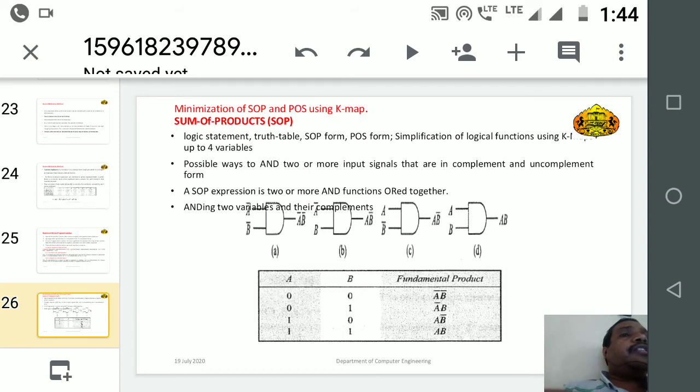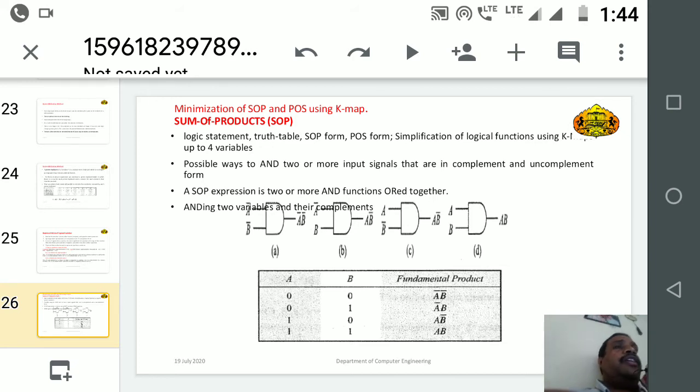If you consider the second AND gate, there are again two inputs, A bar and B. So what will the output be? A bar dot B. In a similar way, the third example and fourth example, and the following table shows the output of these AND gates. There are the two inputs A and B, and the fundamental products are shown in this table.